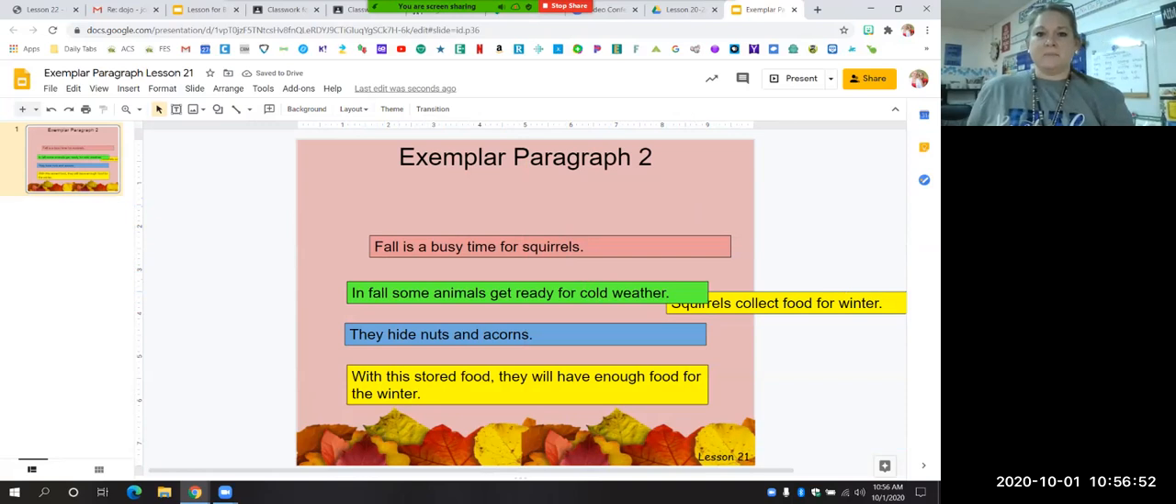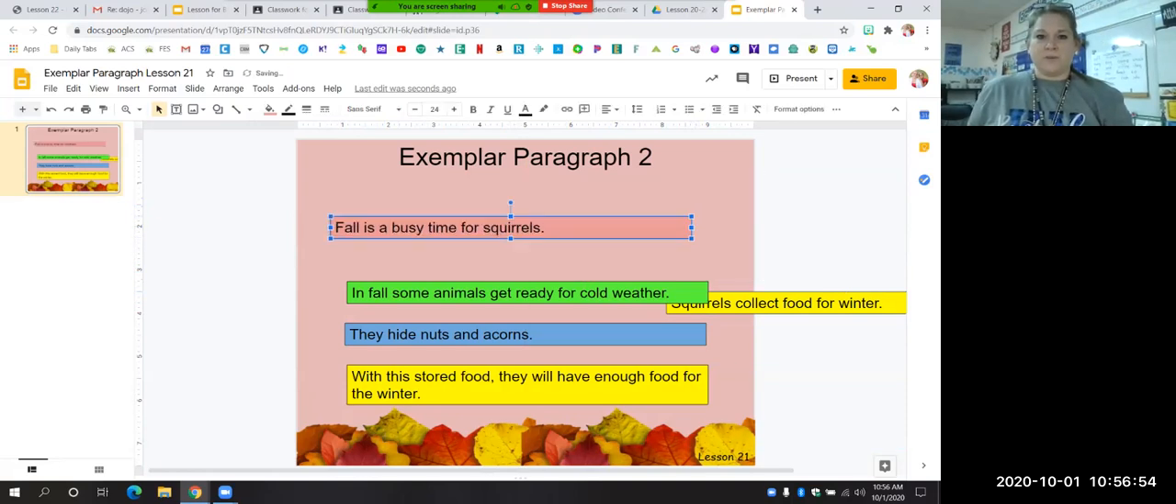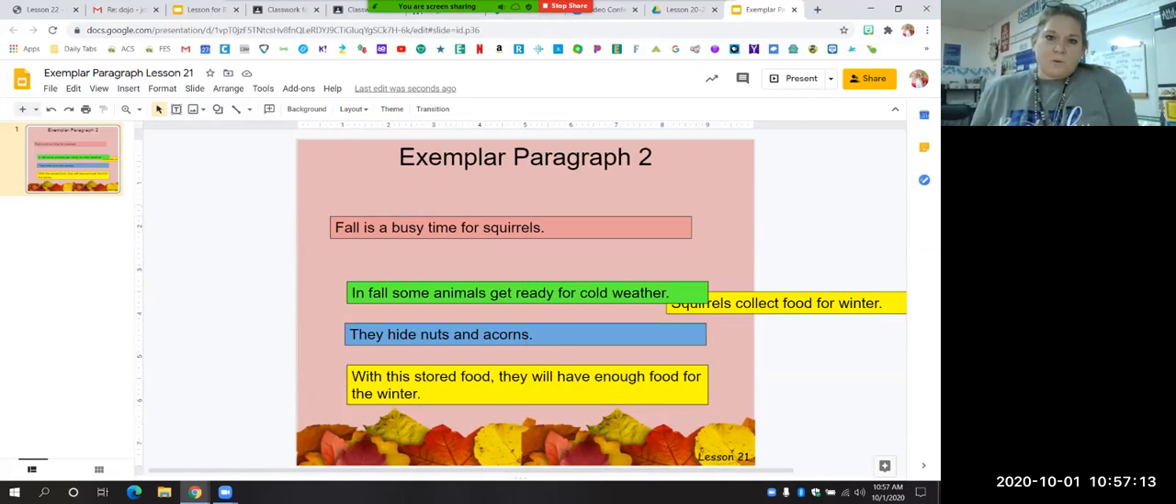So fall is a busy time for squirrels. Well, it's making me think this is telling about all the things that squirrels have done in the fall, because it says it's a busy time. So I think they've done more than one thing in the fall. So I don't think that's going to be evidence. That's either going to be our topic statement or our conclusion.